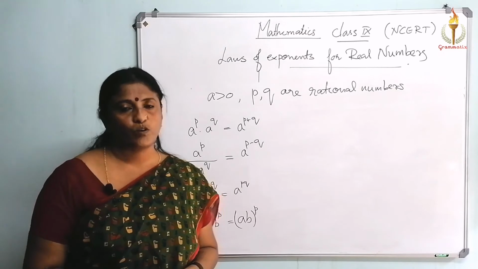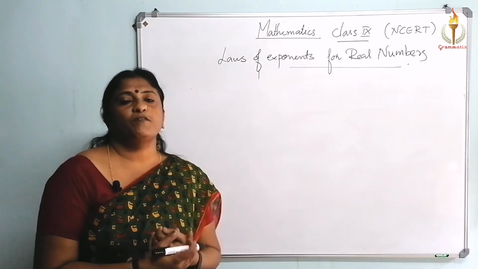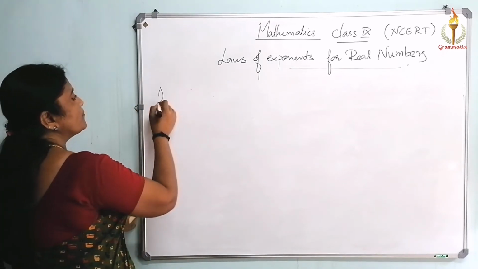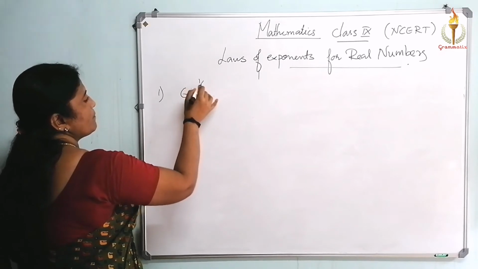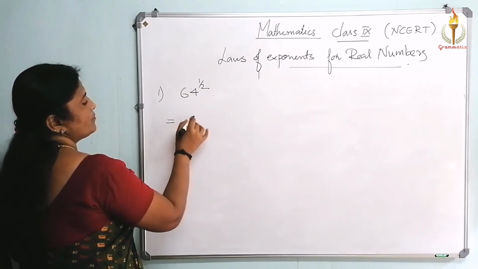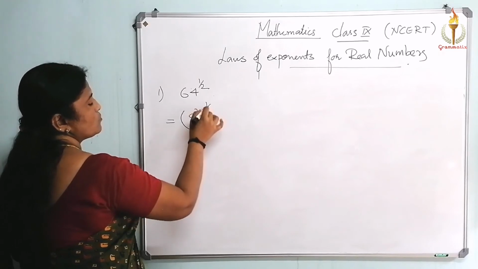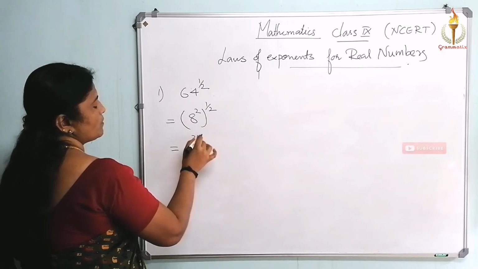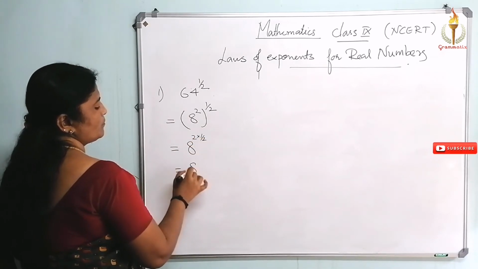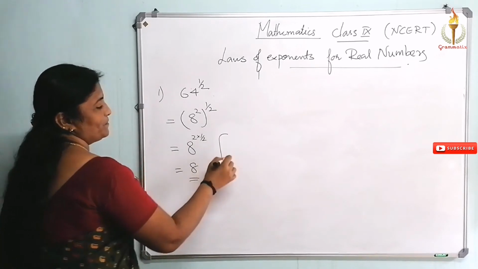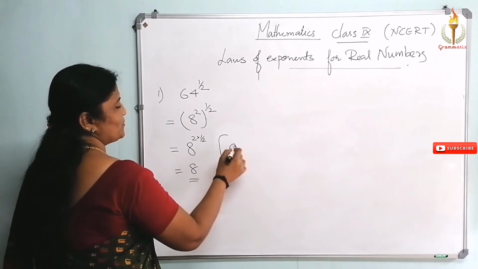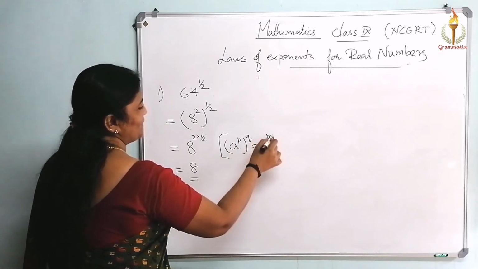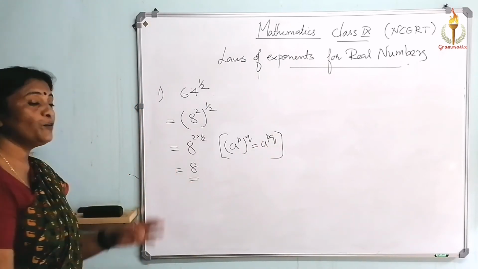Now let us see some of the problems. We will be solving some problems using the laws of exponents for real numbers. The first one is 64 the whole raised to 1 by 2. That will be equal to 8 square the whole raised to 1 by 2, that is 8 raised to 2 into 1 by 2, so that's equal to 8. Here we have used the law a raised to p the whole raised to q is equal to a raised to pq. This is how you do the problem.